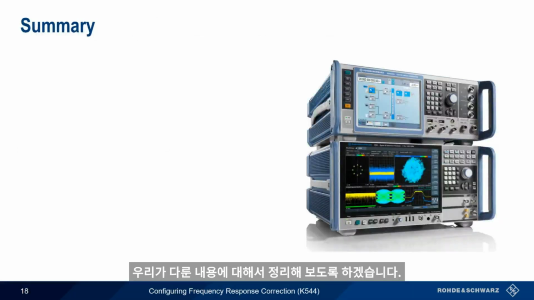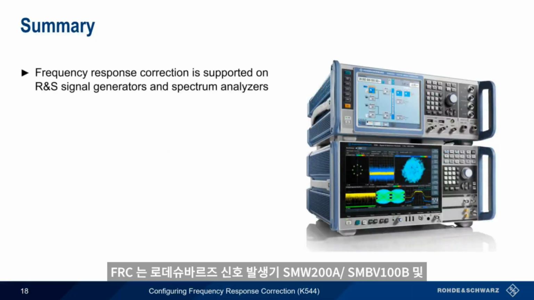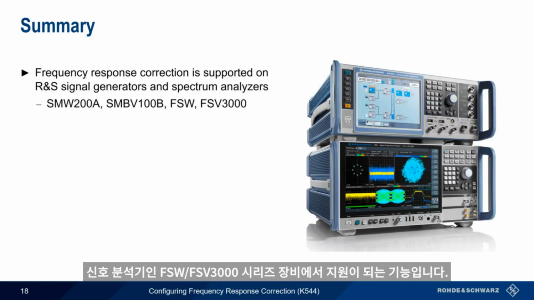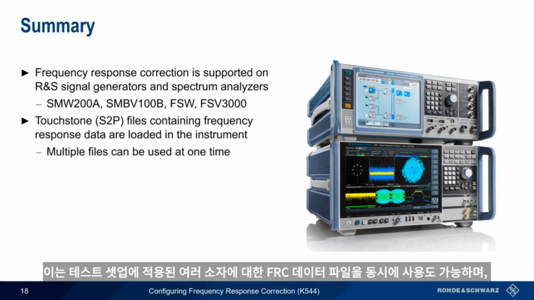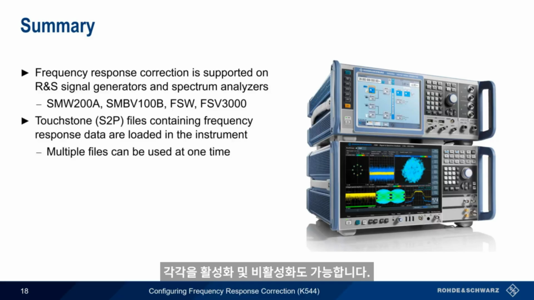Let's summarize what we've covered. Frequency response correction is supported on Rohde&Schwarz vector signal generators and spectrum analyzers, specifically the SMW200A, the SMBV100B, and the FSW and FSV 3000 family of analyzers. S2P or touchstone files containing measured frequency response data are loaded into the instrument, and multiple files can be loaded or individually enabled/disabled for test setups containing multiple components.